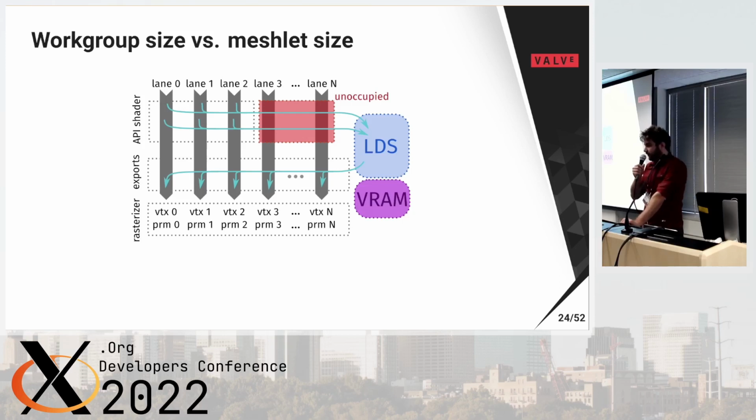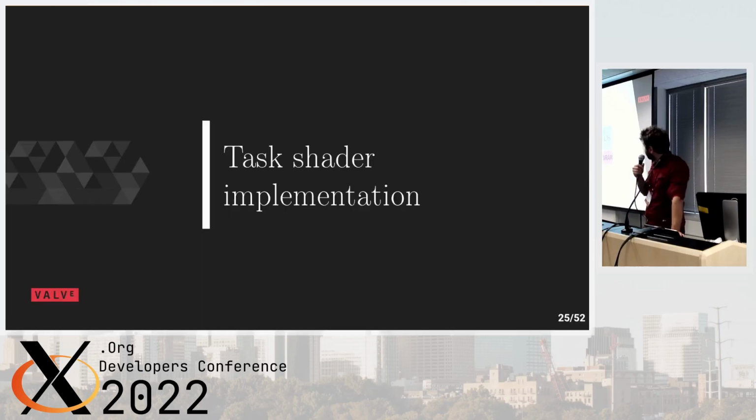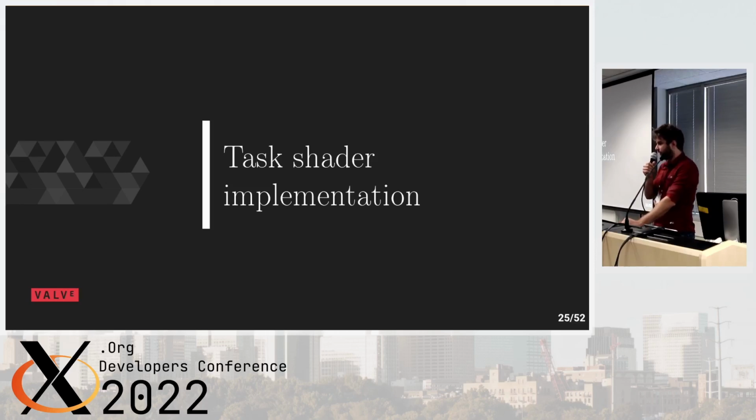And this is pretty wasteful, so I recommend that when you are writing a mesh shader and you want it to perform well on AMD, you should match the workgroup size to the maximum outputs. I mean the maximum number of vertices and primitives, so that you don't get that ugly red unoccupied area. So that's it for mesh shaders. Those are the main pain points when implementing them.